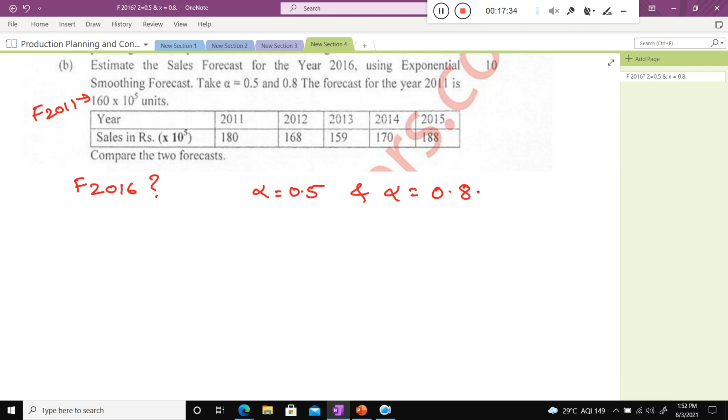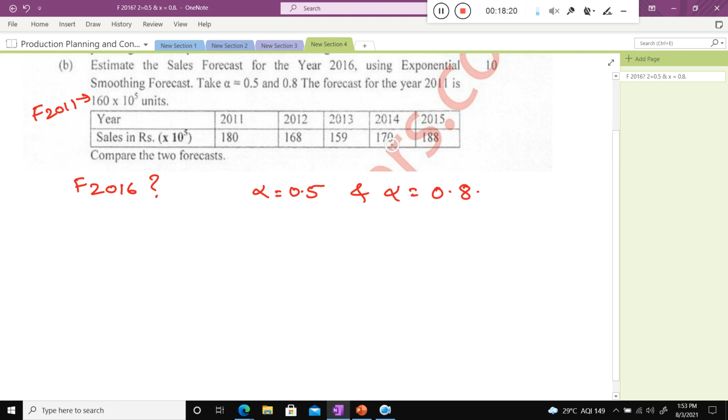Anyone, class? This is the university numerical. Just tell me, for forecasting 2016, what data do I need? The forecasting of 2015 and demand of 2015, right? So I have demand of 2015, but I don't have a forecasting of 2015. How will I get the 2015 forecasting?